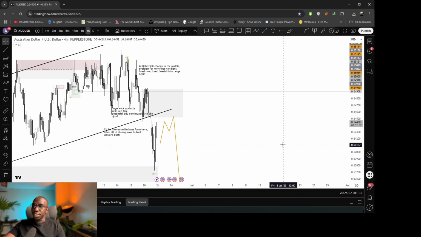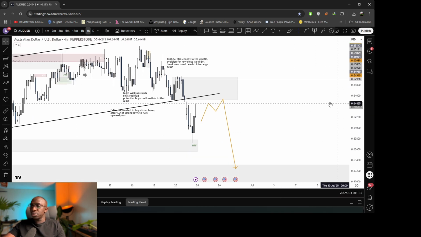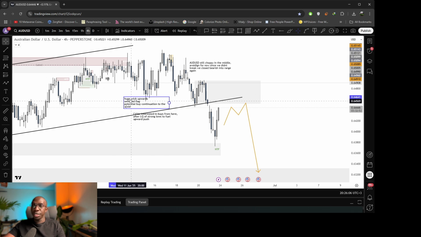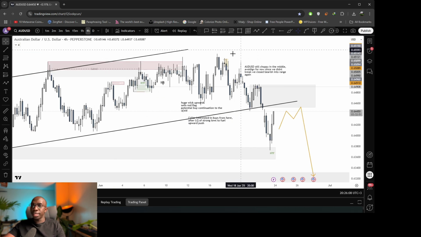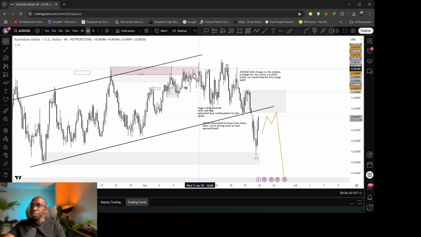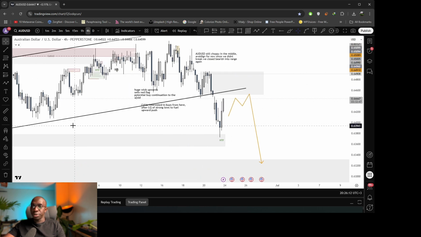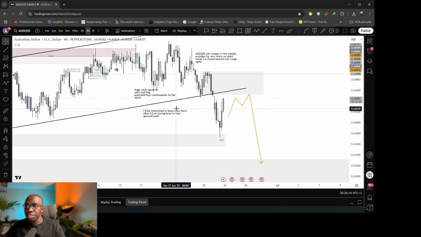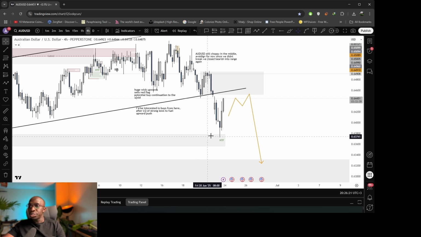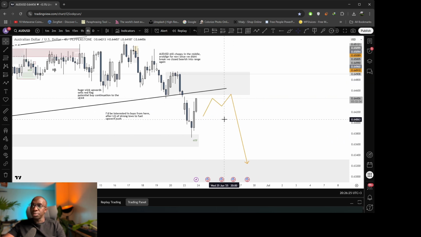Still on some more USD pairs, AUD USD as well. Still bearish for me for this week. I think we chopped around quite a bit within that range, and then we finally broke to the downside. So we are looking at what we had last week. We'd be interested to see buys from here after a liquidity sweep. So, a sweep of that liquidity, and then we're seeing those buys in terms of a pullback.